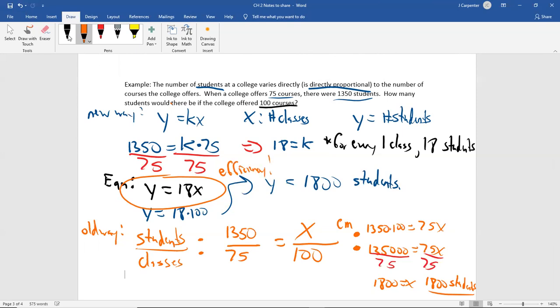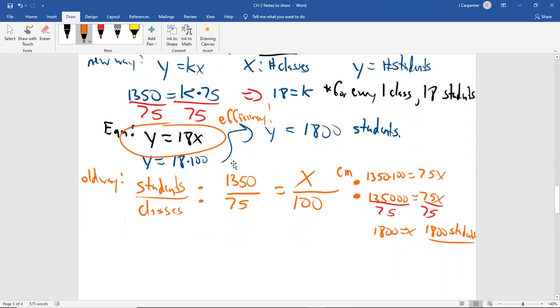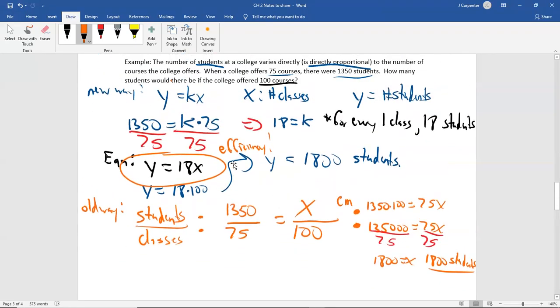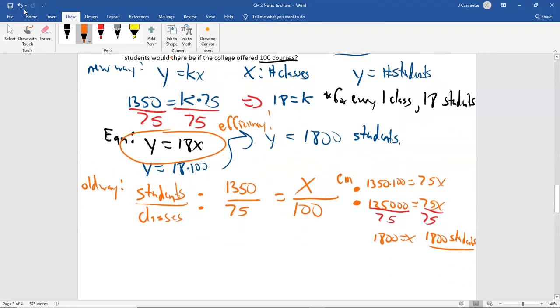Yes, you can still just do fraction equals fraction. It'll work all day long, but if you've got to do a bunch of these, it's not efficient, whereas the y equals kx is wonderfully efficient. Let me go one last time, and we're going to do this alternative new way.